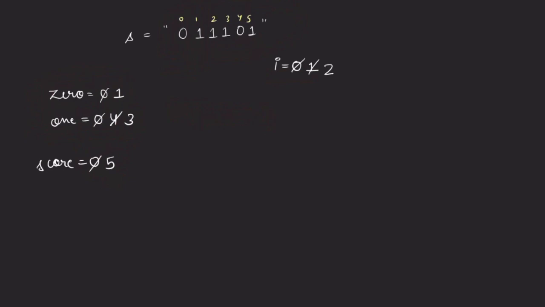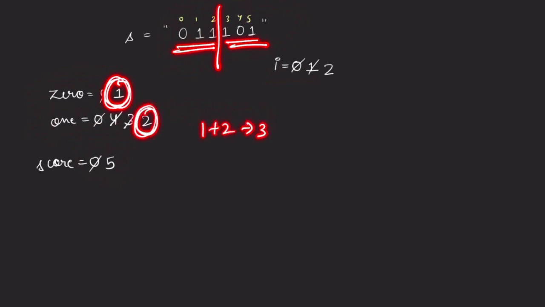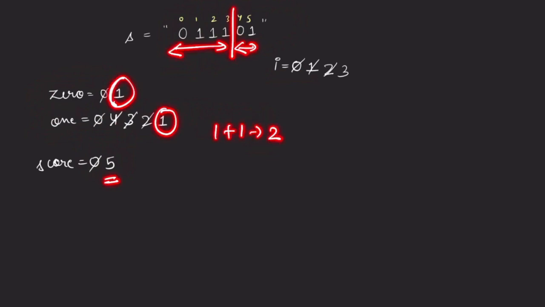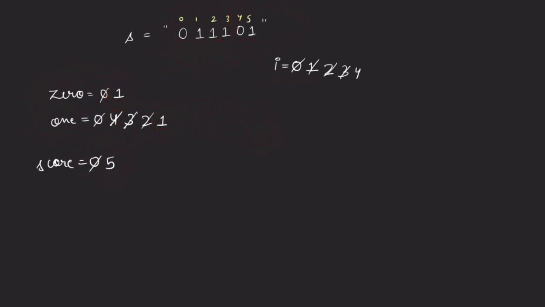Then we move to index 2. At index 2, again we have a 1, so we decrement the number of ones, making it 2. In the left substring the number of zeros is 1 and in the right substring the number of ones is 2. 1 plus 2 is 3, which is smaller than the score. Then I equals 3. At 3 again we have a 1, so our number of ones becomes 1. In the left substring we have one 0 and in the right substring we have one 1. So 1 plus 1 is 2, which is lesser than the score. Then our I becomes 4.